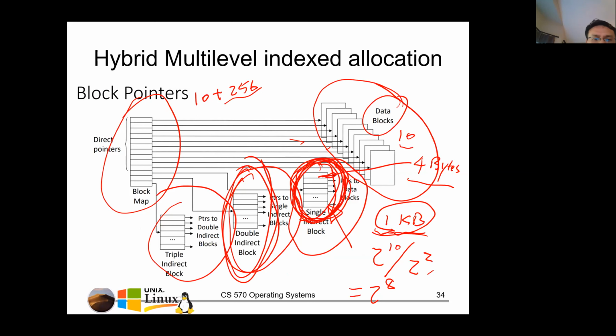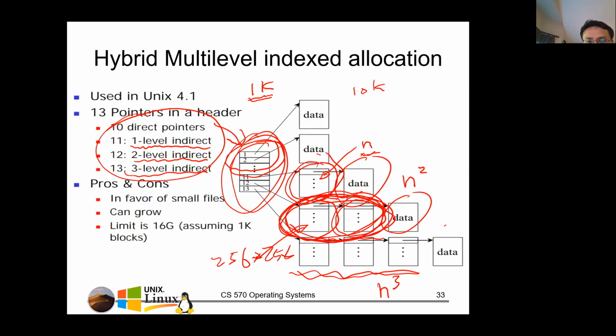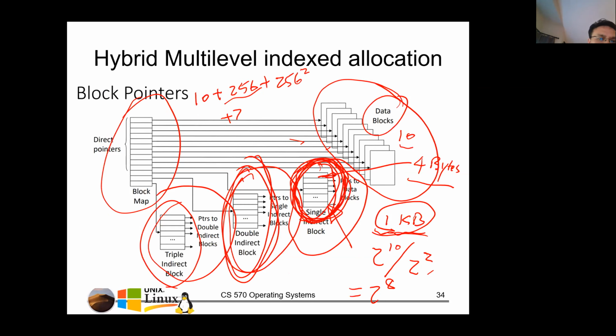So a double indirect block here can give you 256 squared data blocks, not many, okay? Plus a triple indirect block would give you what? 3 levels, so n to the power of 3. That would be 256 to the power of 3. Okay? So if you add all these together, this roughly is 16 gigabytes.